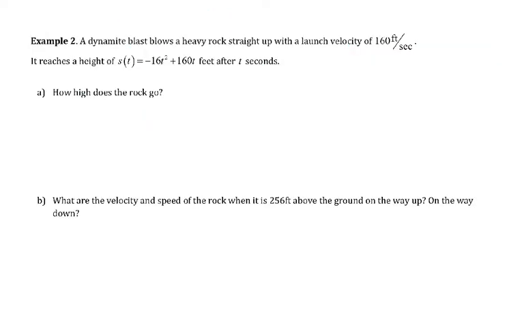So this is a classic example. Dynamite has launched some rock up into the air with an initial velocity of 160 feet per second. And its position function is given by this equation. s of t is in feet, and t is in seconds. So our first question is, how high does the rock go?